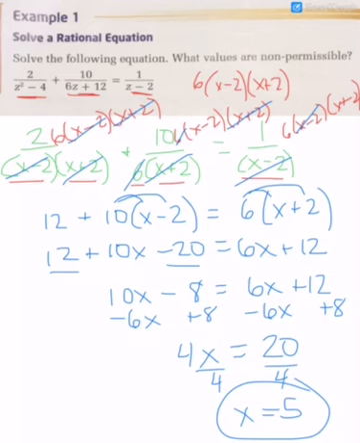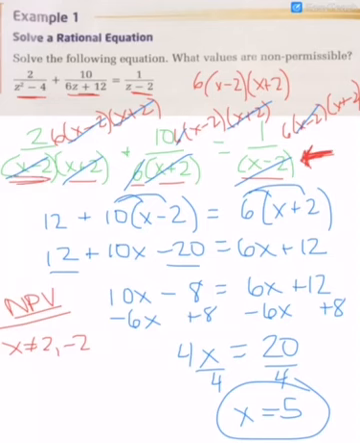Now I missed a step in here. Remember that you should always state your non-permissible values. So right from this beginning step, before I canceled things, I should have stated my non-permissibles. So I see that x cannot equal 2, negative 2, and that's it. Because the 6 does not have a variable attached to it, so there's no non-permissibles there. So again, only the x minus 2 and the x plus 2 would have non-permissibles.